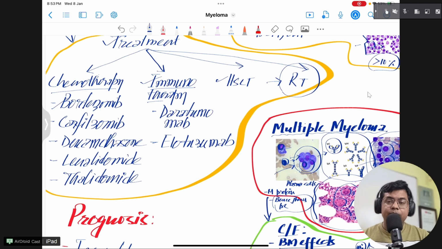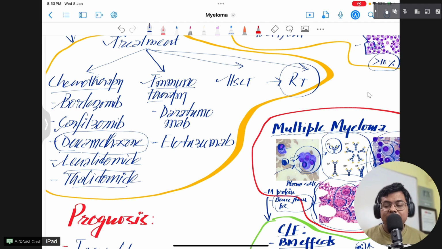So, what are the commonly used drugs? The first one is bortezomib, next carfilzomib. There is one drug, dexamethasone, that is very common, as you all know, dexamethasone is a steroid. This is also found to be very helpful in controlling multiple myeloma, but it is commonly used in combination with some other medications. There are immunomodulatory drugs like lenalidomide, thalidomide, and also pomalidomide. These are also used in the treatment of multiple myeloma.